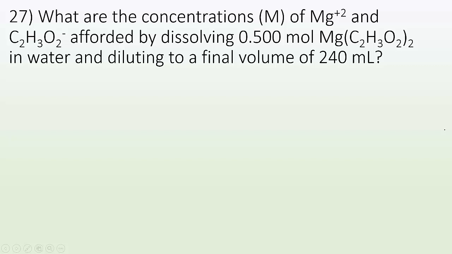All right, 27. What are the concentrations in molarity of Mg 2+ ion and the acetate ion afforded by dissolving 0.500 moles of magnesium acetate in water and diluting to a final volume of 0.240 liters? So first step, let's figure out what is the molarity of the magnesium acetate. Because what's going to happen when this dissolves? Well, let's think about it.